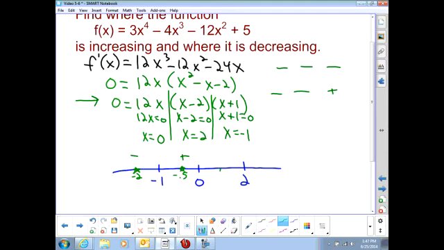Pick something like 1 in the next section. You'll get back a positive, a negative, and a positive, which will come back negative. And maybe pick something like 3 in the last section. You'll get positive, positive, positive, which will end up positive.